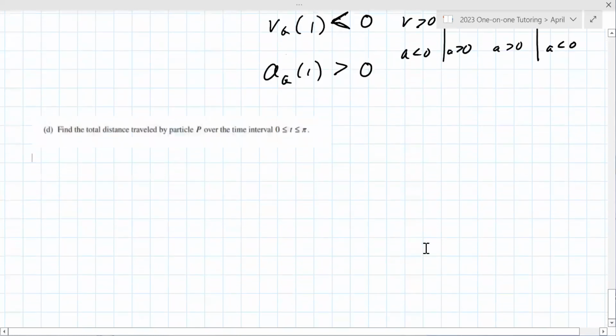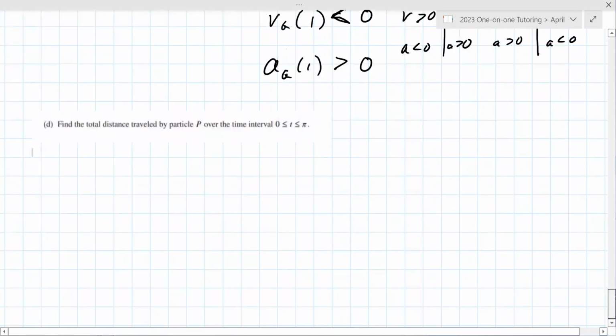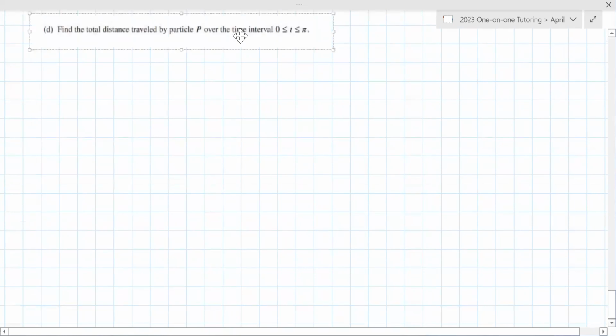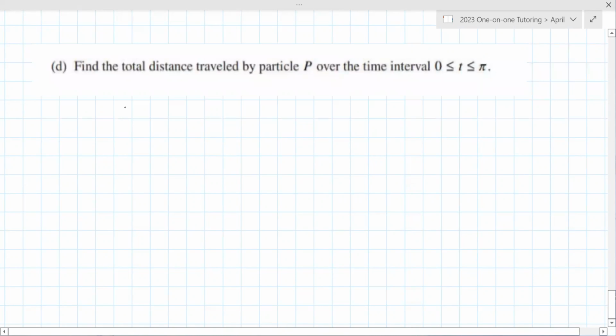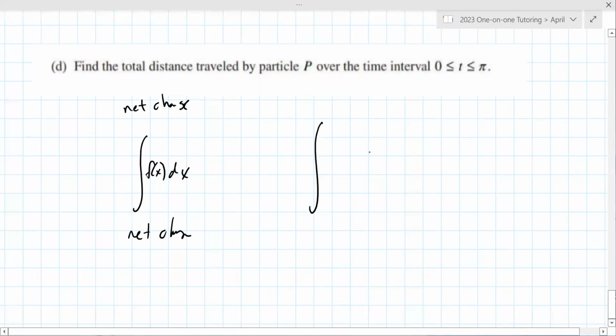This problem is asking you to distinguish between total distance and net change. The integral is net change. Total distance is the absolute value. So if this were f of x, the total distance is the integral of the absolute value of f of x.